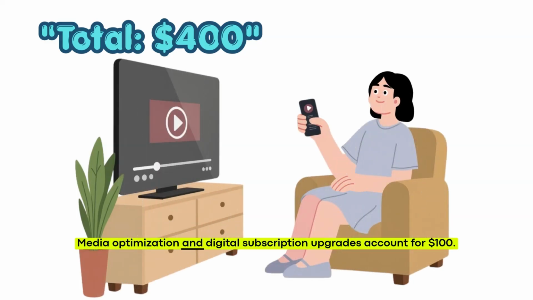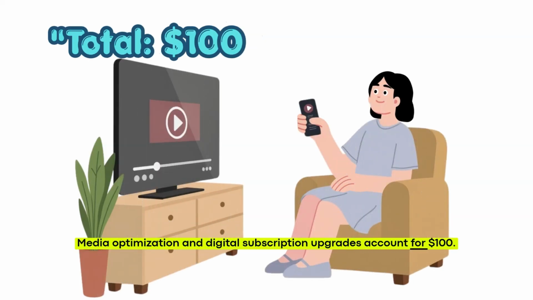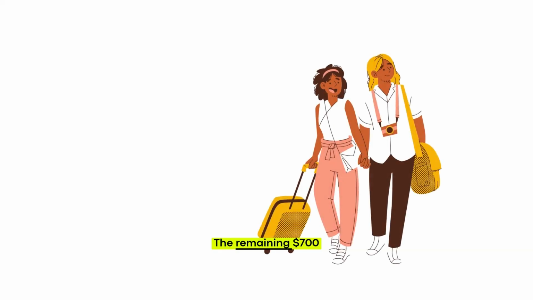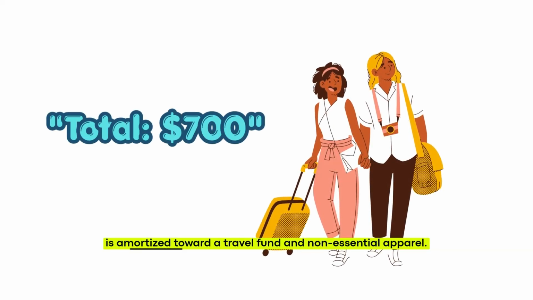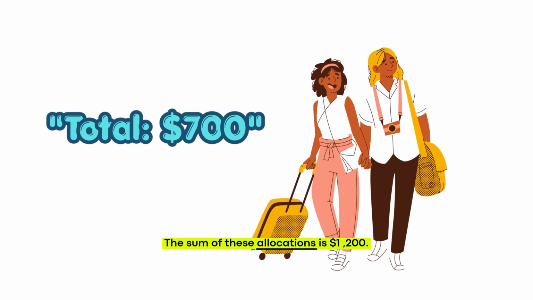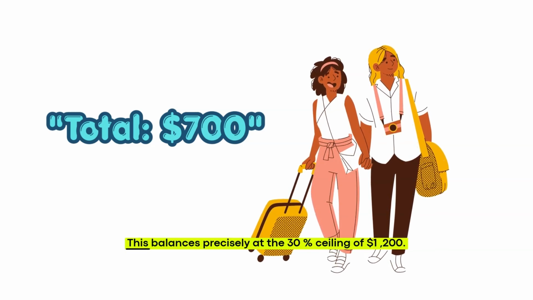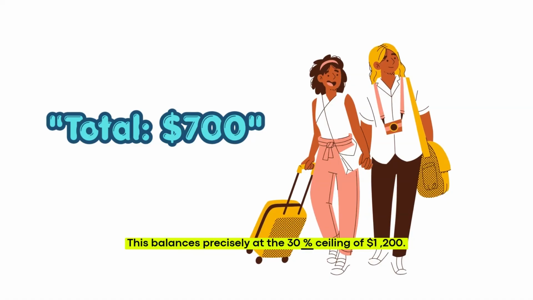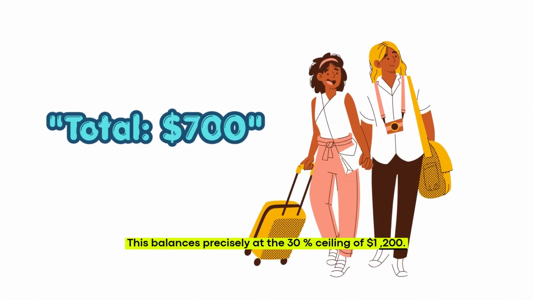Media optimization and digital subscription upgrades account for $100. The remaining $700 is amortized toward a travel fund and non-essential apparel. The sum of these allocations is $1,200. This balances precisely at the 30% ceiling of $1,200.